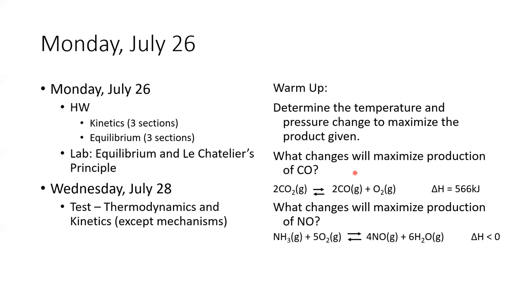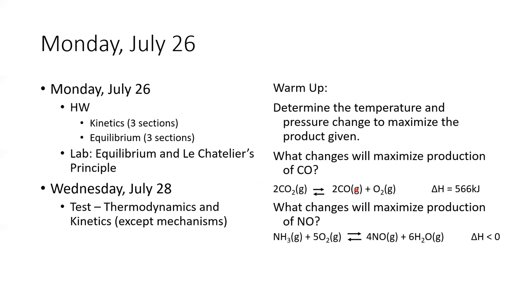Okay, so if the question was asking what changes to make to maximize the production of CO, we would say to increase the pressure to move the moles away from CO? If we want to increase the amount of carbon monoxide, we would decrease the pressure, which would shift the equilibrium to the side with more moles of gas. Does that make sense?